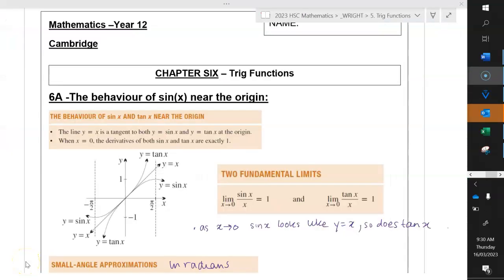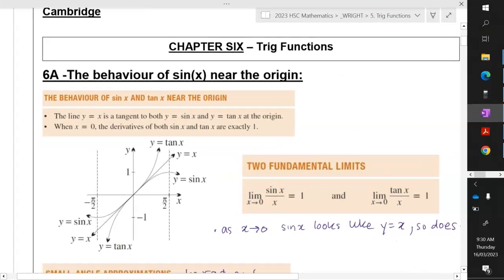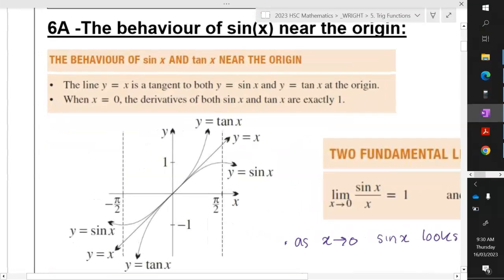What I want to talk about here is the behaviour of sine and tan near the origin. If you have a look at the diagram down here, it's hard to see, but there's a sin x curve that curves over to the right, and there's a tan x curve that curves upwards and down. In the middle of those, we've got the line y equals x, and what you'll notice is that as x is really tiny, or x is near the origin, both of those curves, y equals tan x and y equals sin x, are behaving exactly the same way as the line y equals x, which is something that we can use.